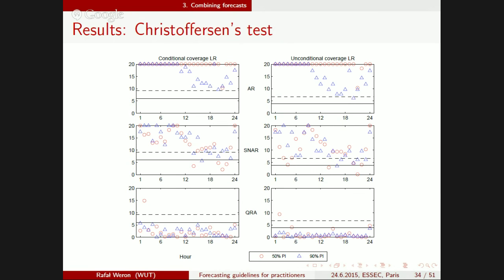Looking at Christoffersen's test, anything below the solid line is a very good fit. For each individual hour, we look at the observations, and only for the quantile regression averaging, both the unconditional coverage and the conditional coverage, meaning also the clustering, are not rejected, and this method passes the test for nearly all hours. Whereas the individual methods behave very badly, and for most hours cannot be accepted as a good interval. So this shows you the superiority of this quantile regression averaging technique over individual methods.